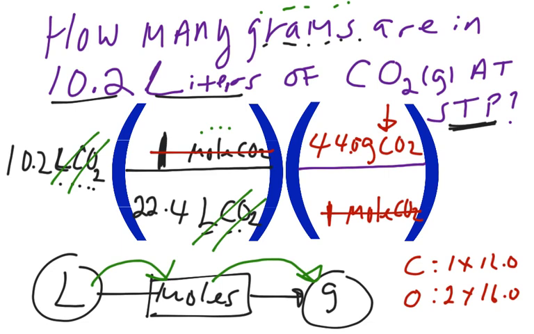It doesn't matter if you divide first or whatever, but I like to multiply first. So 10.2 times 44. You can pause the video and do that, and we'll see if we get the same answer. 10.2 times 44, divided by 22.4. Enter. I got 20.035, so I'm going to call that 20.04 grams of CO2 for simplicity.